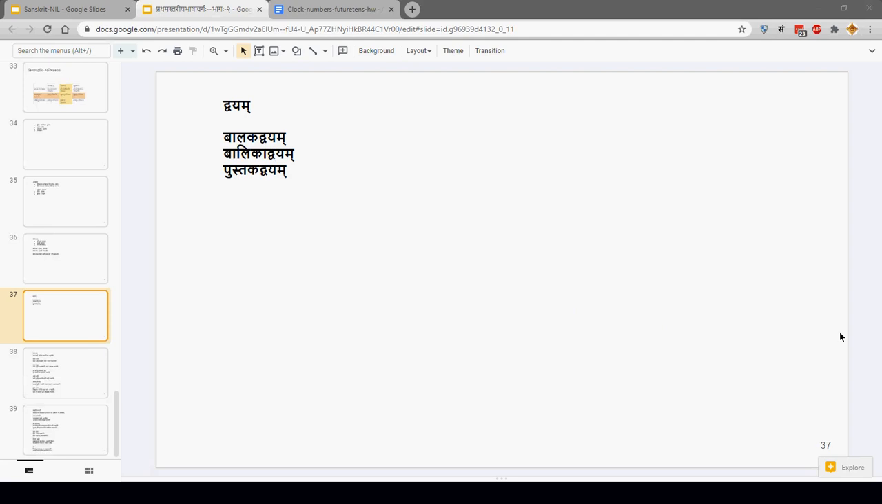So for pustakam, like napusakalingam, it will be pustakam dvayam? No, just pustakadvayam. Pustaka, okay. Because the base noun is pustaka. Ma is added later to indicate the prathama vibhakti or dvitiya. In case of napusakalingam, ma is the vibhakti suffix. It is not part of the base noun.